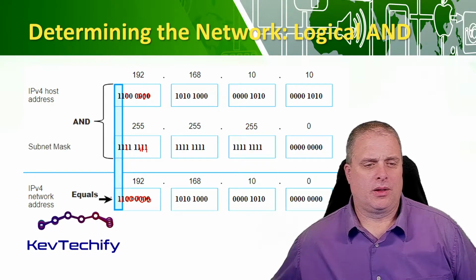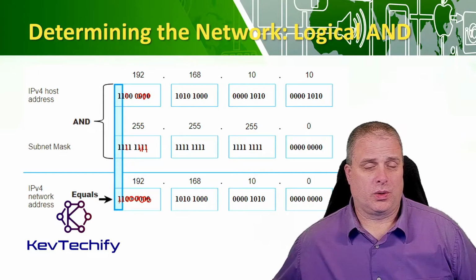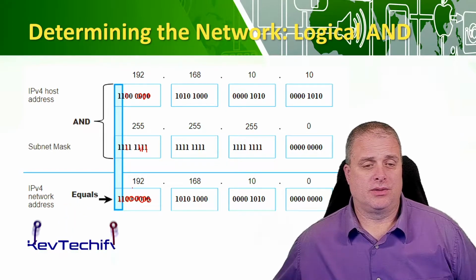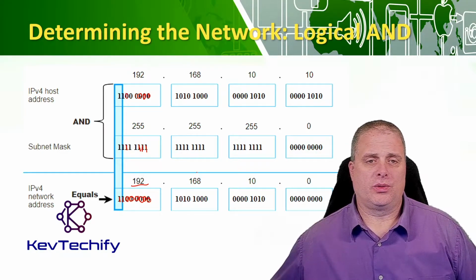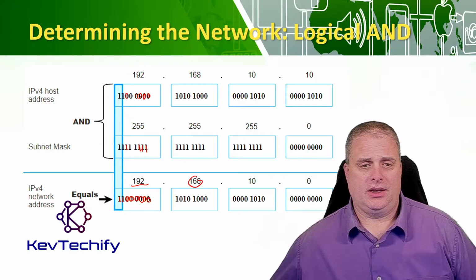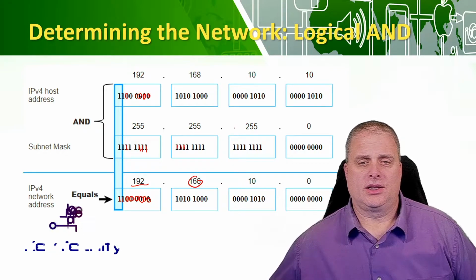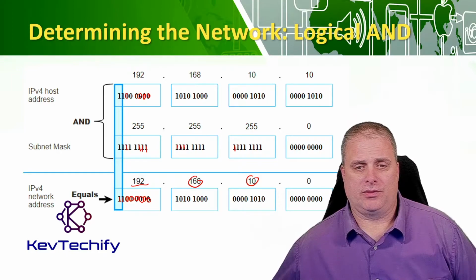Once we have the result of our ANDing process, we can then take these 8 bits and convert them into decimal. This is the 128 column. This is the 64 column. 128 plus 64 gives us 192. And we can finish this process all the way down through the second octet. It comes out to be 168, mainly because there are all ones here. The third octet comes out to be a 10 here. That's what we started with, because we have ones here.